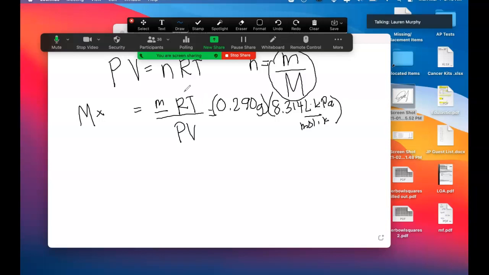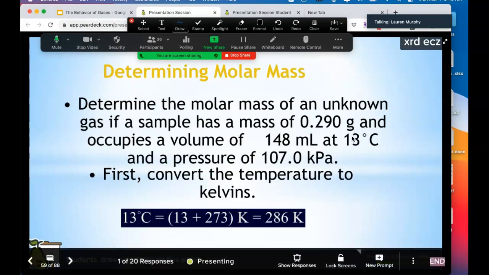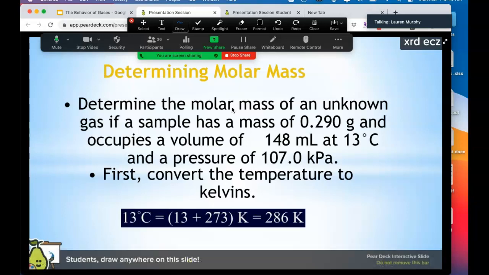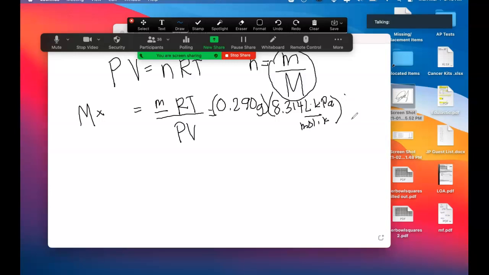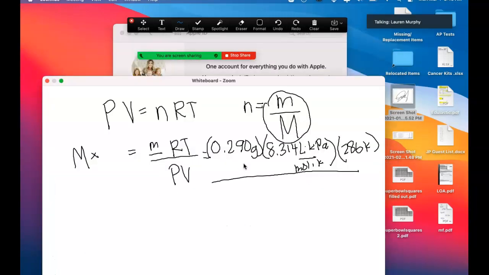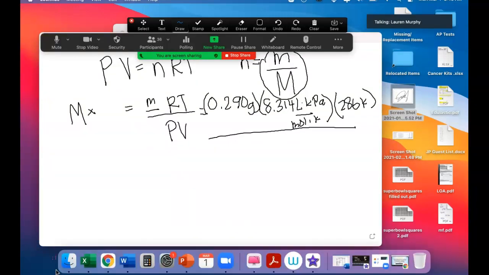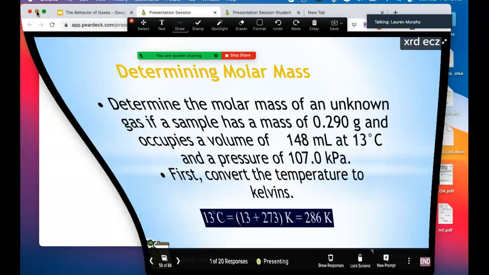And now temperature has to be in Kelvin. I don't think they gave you temperature in Kelvin. They gave you 13 degrees Celsius. So how do you get to Kelvin? You add 273, right? So 13 plus 273 is 286. It's done down here for you at the bottom. Okay, divided by pressure. The pressure given was 107 kilopascals.